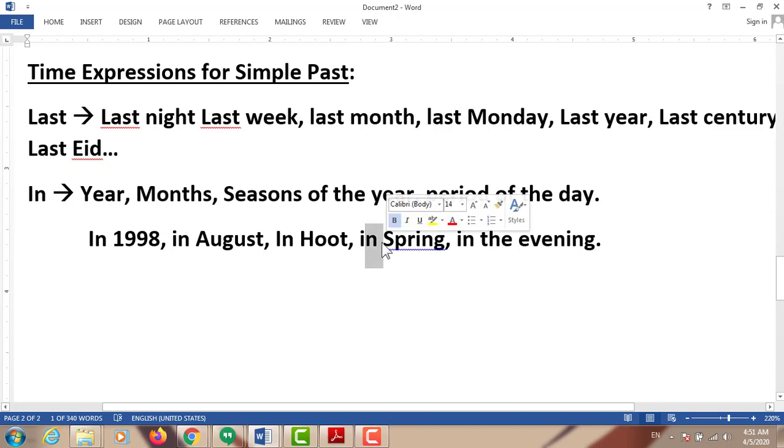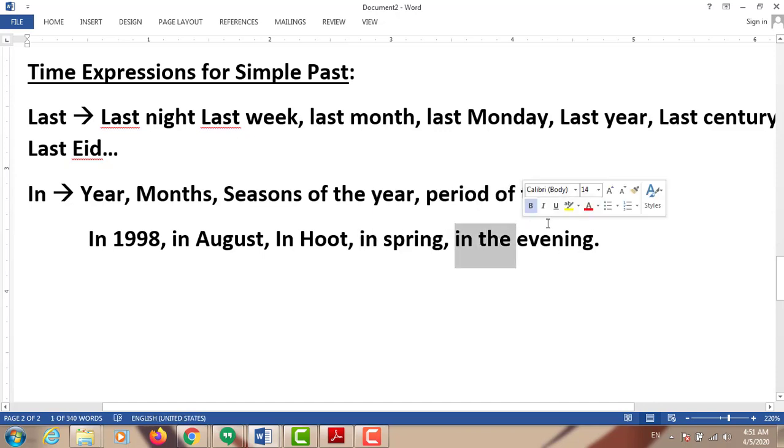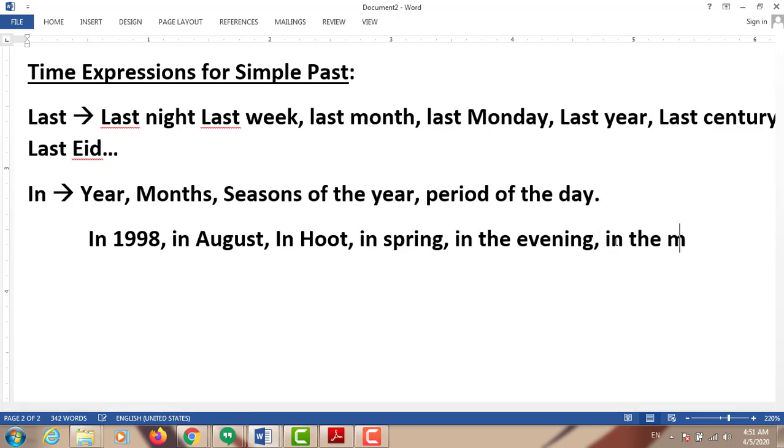In spring, also you can use, let me decapitalize it. In spring, in winter, in autumn, so we use "in." In the evening, in the morning, in the night, and etc. Okay, and then we have "on" for time.